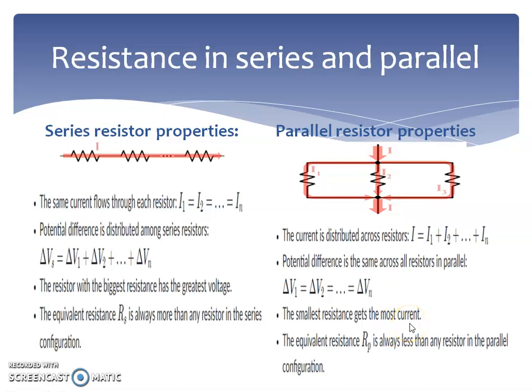Why so? Because I is inversely proportional to the resistance. So the greater the value of resistance, the lower will be the value of current, and the smaller the value of resistance, the greater will be the value of current. So this is also one of the properties of resistances connected in parallel. The equivalent resistance Rp is always less than any resistance in the parallel configuration.